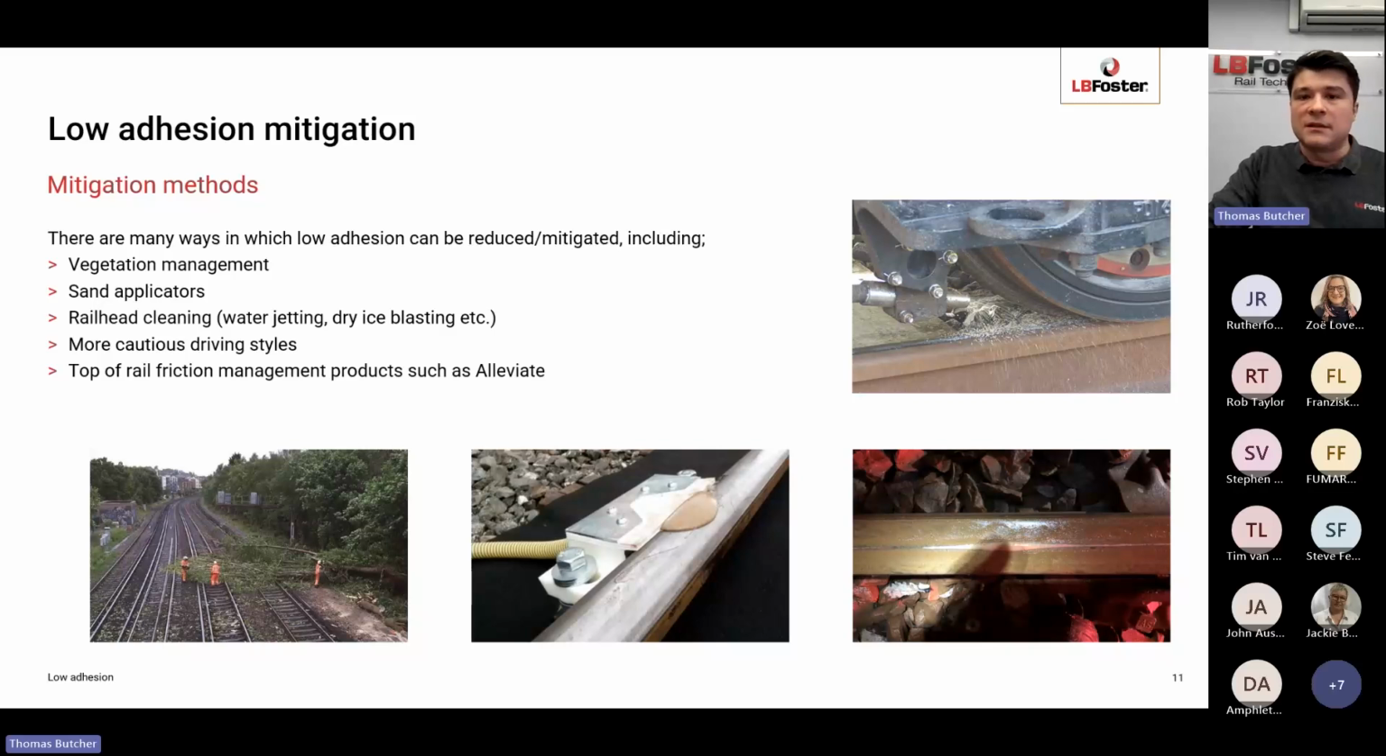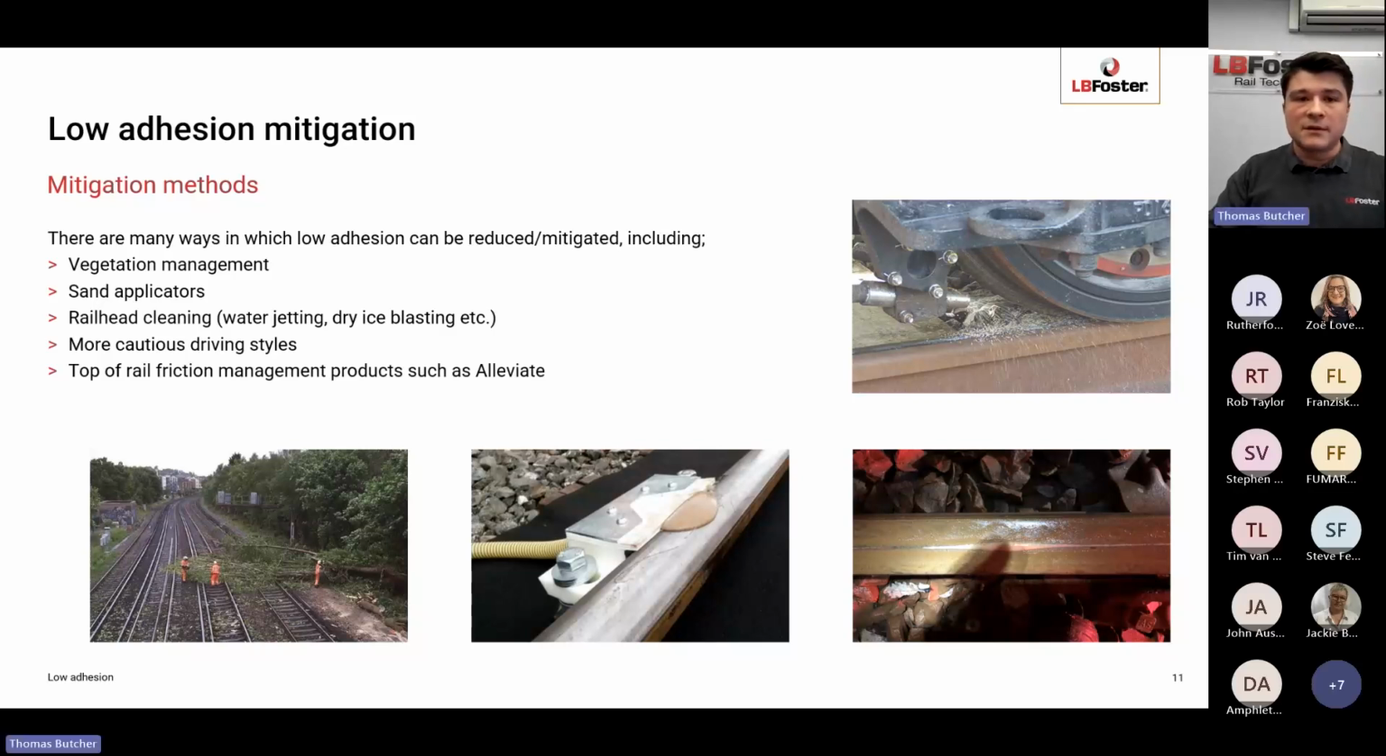So, low adhesion mitigation. There are multiple ways in which the effects of low adhesion can be mitigated. Vegetation management is an obvious way, both by reducing the number of leaves and their proximity to the line. The risk of leaf layer development is reduced. Also, less moisture is trapped, allowing the railhead to remain drier for longer. This also helps with oxide buildup.